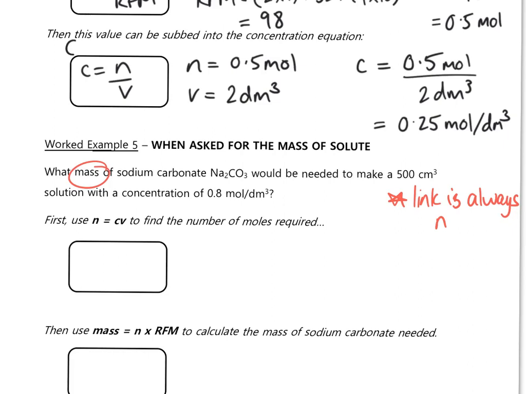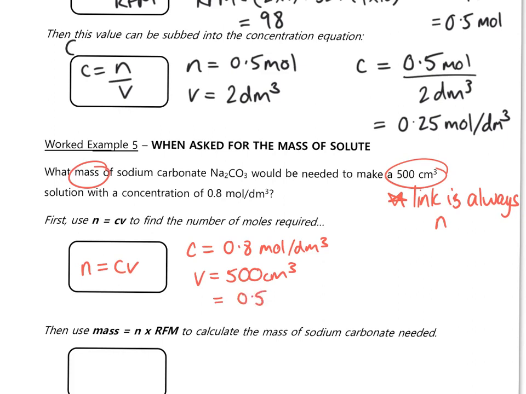This time I'm working the other way around. So I use N equals CV to get the number of moles that I require. What is your concentration? 0.8 moles per decimeter cubed. Your volume is 500 centimeters cubed, but I can't have my volume in centimeters cubed. I need it in decimeters cubed, which is 0.5. Put that into your equation. N equals CV. So it's 0.8 times 0.5.